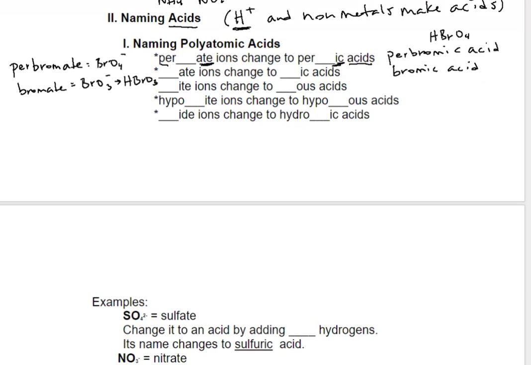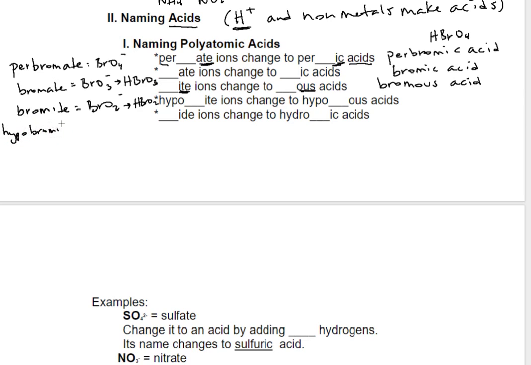Okay, the ite ions. Bromite is going to be BrO2 minus, and as an acid, that would be HBrO2. The ite ending changes to ous, so that would be bromous acid.